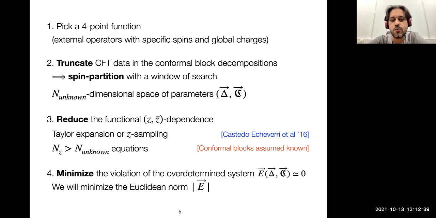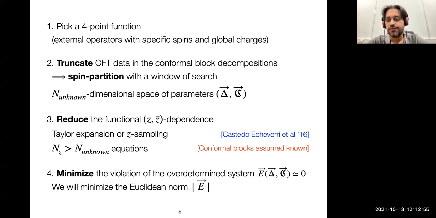In any case, what I'm going to do here is reduce these functional equations to NZ crossing equations, algebraic equations, and I want the system to be overdetermined. So I want NZ to be greater than N unknown.